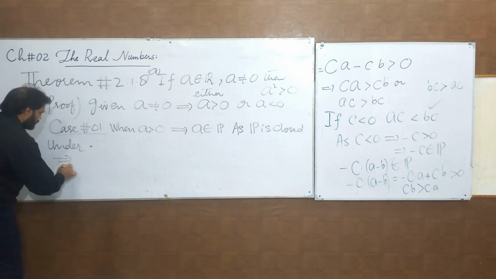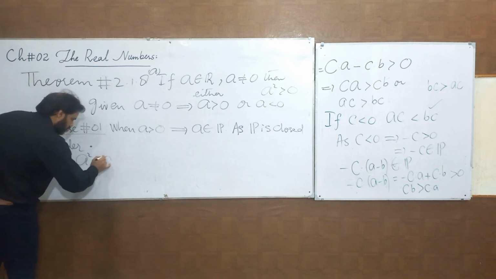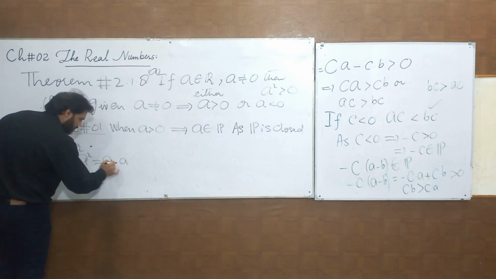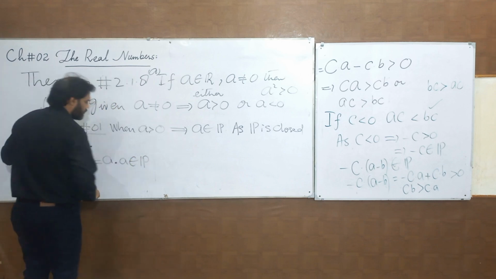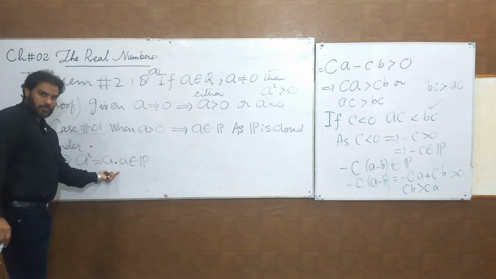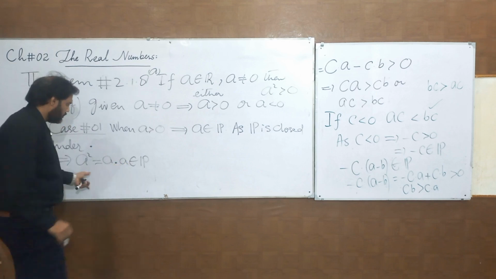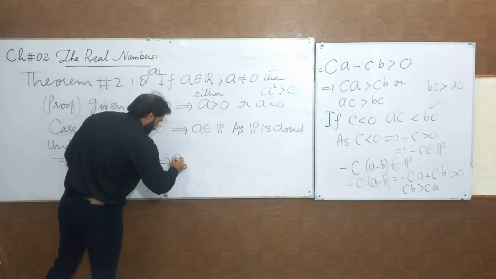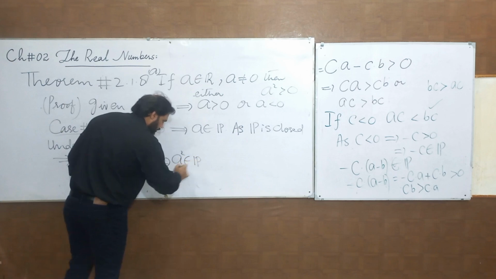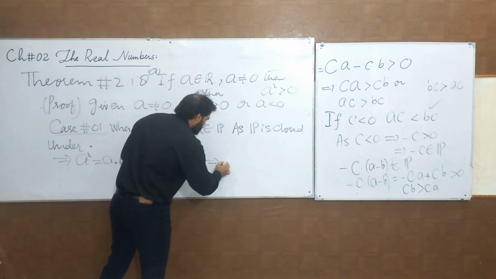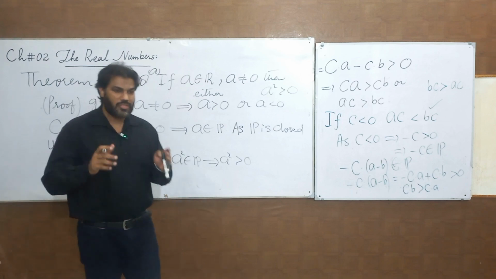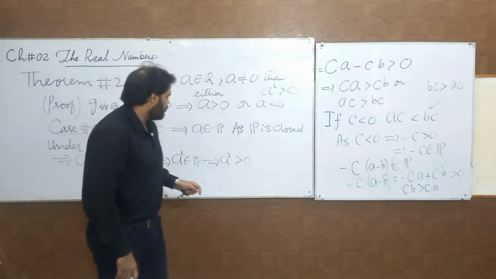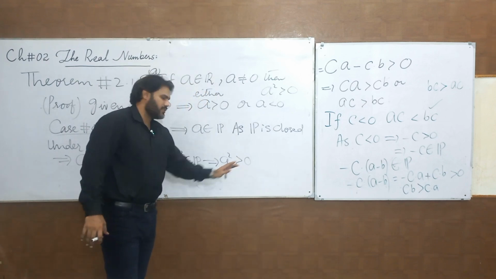this implies A square, which is equal to A into A, belongs to P. Their multiplication belongs to P, this shows that A square belongs to P. It means A square is greater than 0. A square is positive because P consists of all those elements which are positive. When you say A square belongs to P, it means A square is positive.